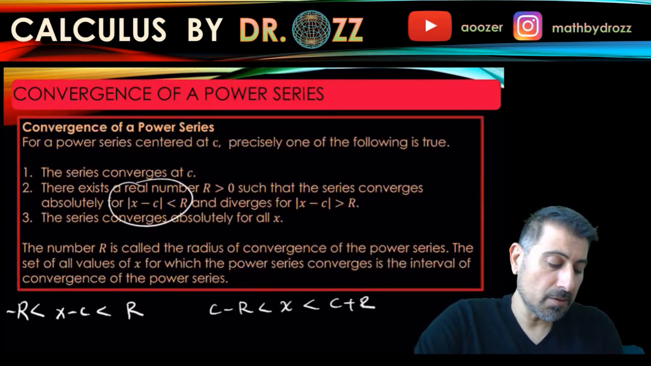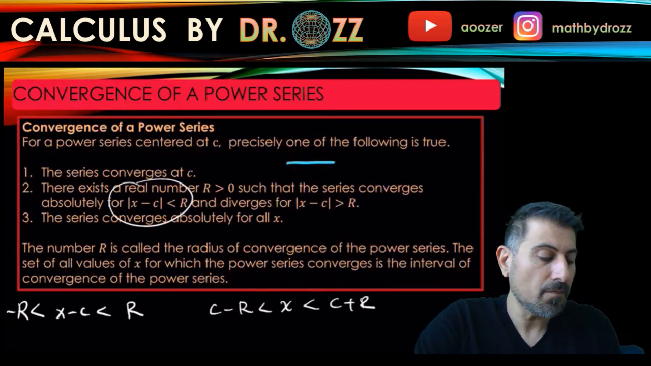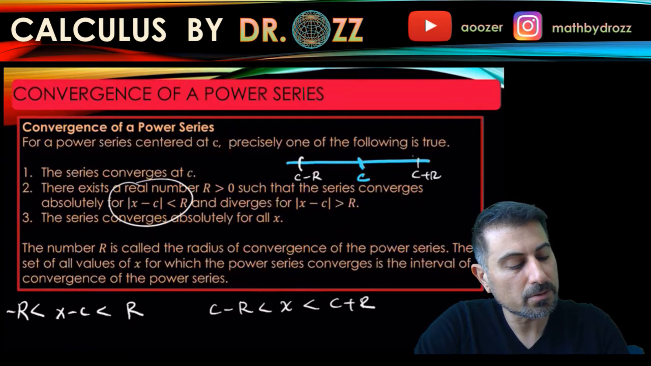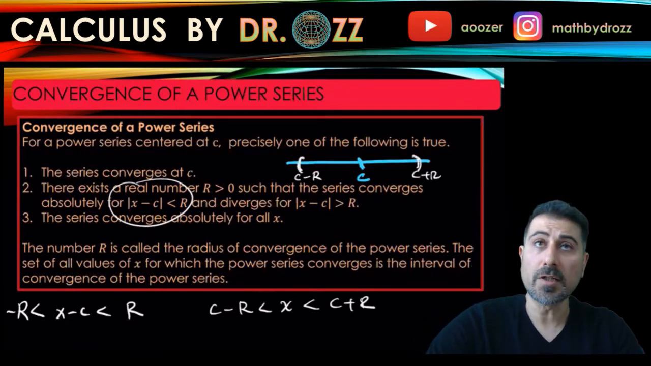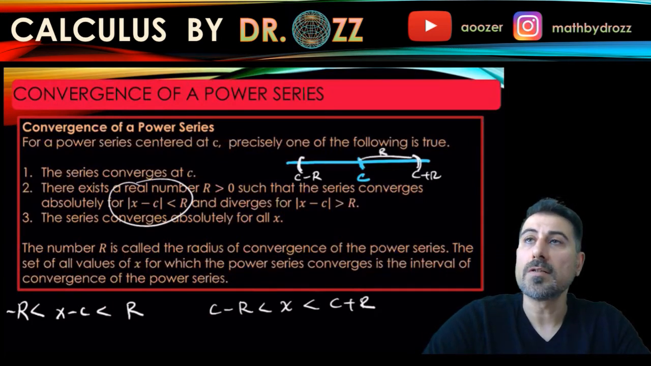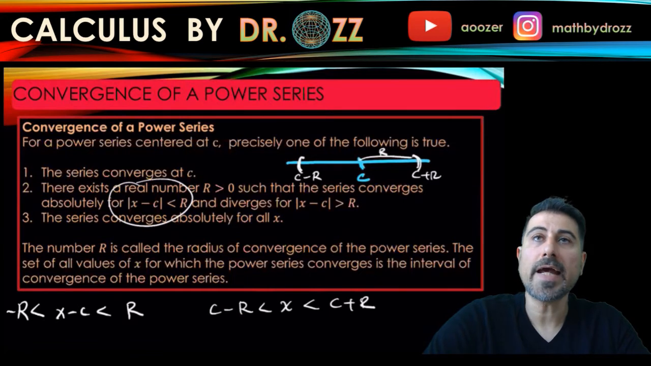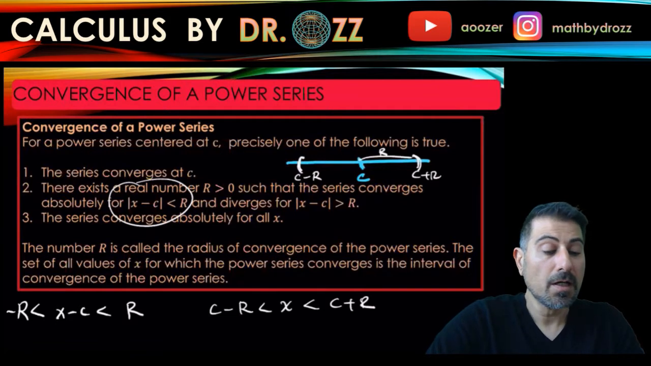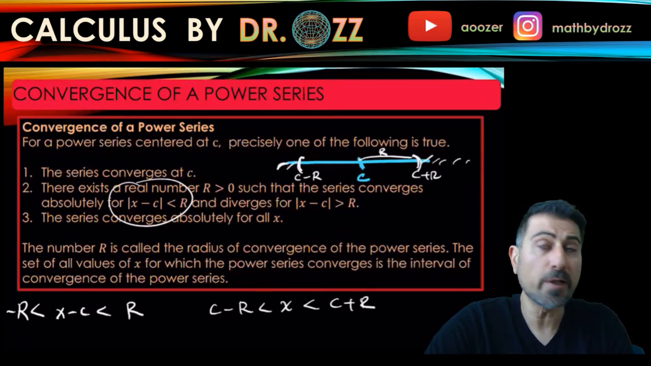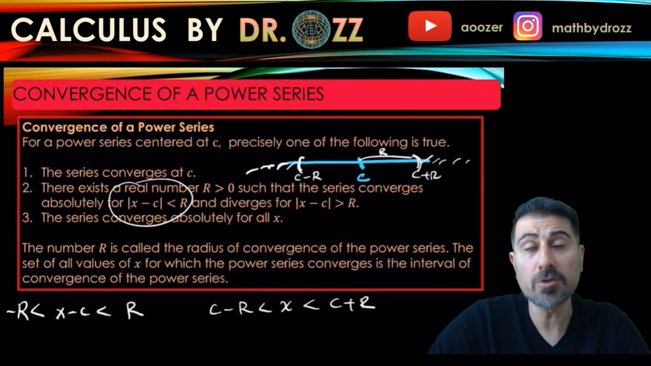So in particular, if you have a power series centered at C, see that I have C minus R here, C plus R here. So now I have a nice interval in the neighborhood of C with radius R. Item number 2 says that if you choose X in between C minus R and C plus R, that means your X is in this interval, then the series is going to converge. And if you're outside this interval, somewhere here, the series is not going to converge but diverge.